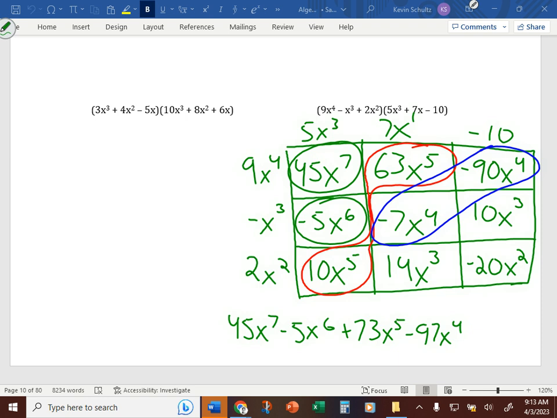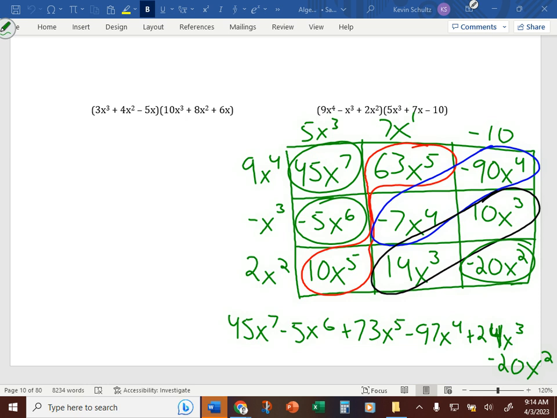I'm still going to be scrunched for space here at the bottom. How many x cubed terms do we have? We've got 2 of them. How many x cubeds are there in all? 24. 10 and 14 make 24x cubed. And then our lone x squared term, nothing to combine it with, minus 20x squared. That's the very end.